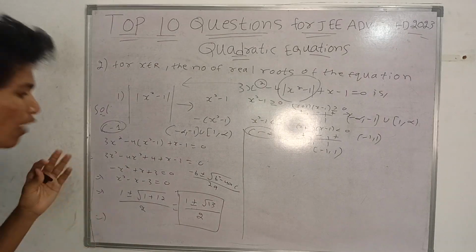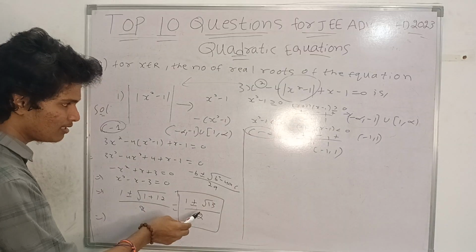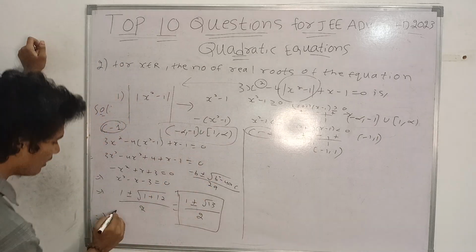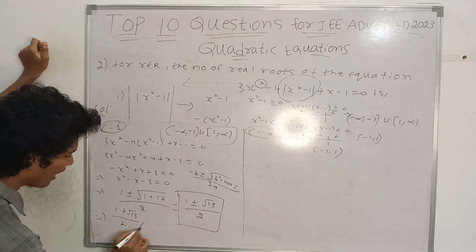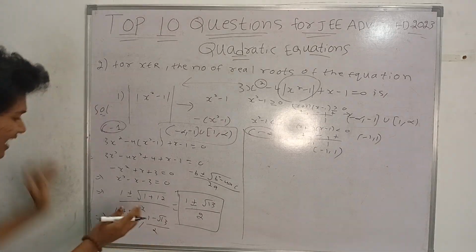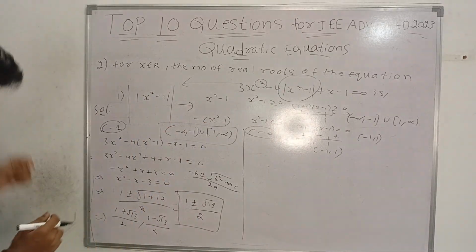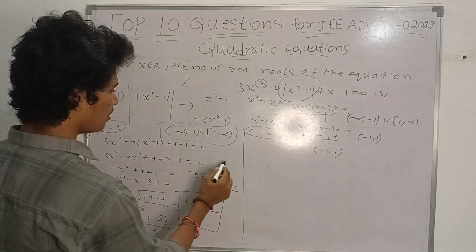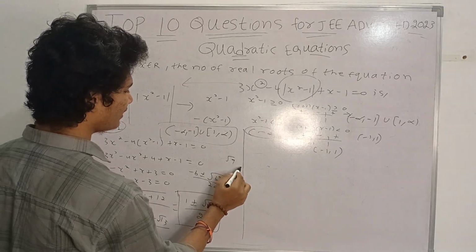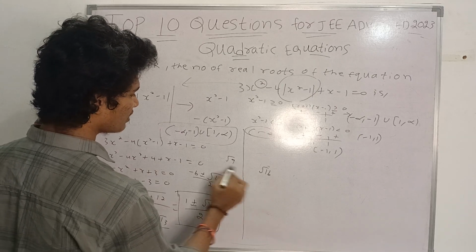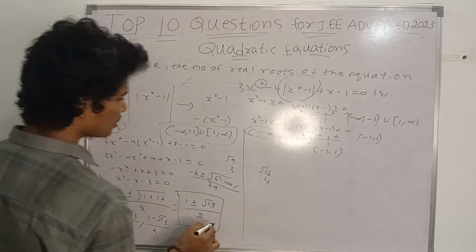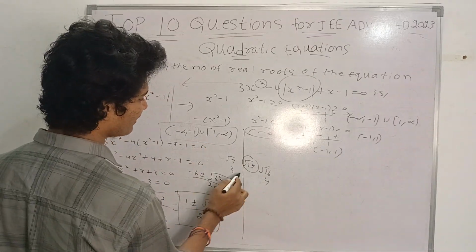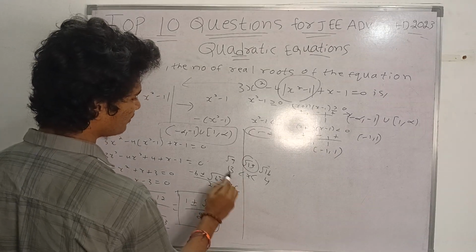But what is the twist here? We have to know that this is the value of x. What I said is that x should lie in this interval. We have to check whether these two roots, that is 1 plus root 13 divided by 2 and 1 minus root 13 divided by 2, lie in this interval or not. What is the value of root 13? We know root 9 and root 16 values. Root 9 is 3, root 16 is 4. So root 13 will lie between them; it is clear that it lies between 3 and 4.